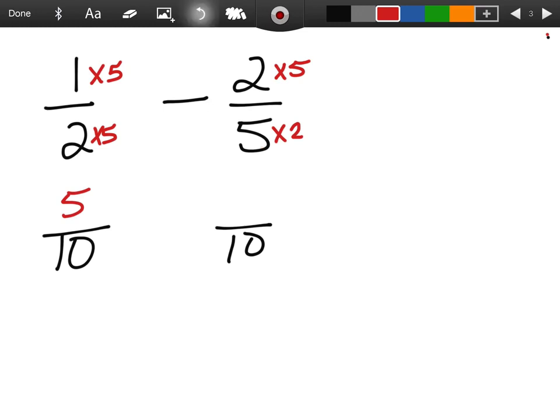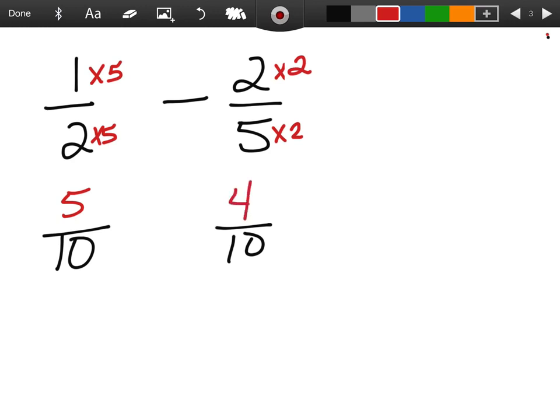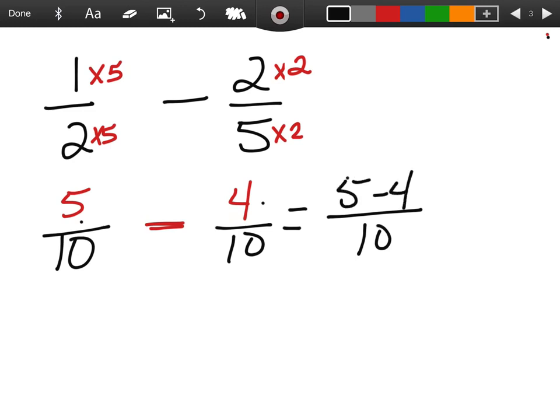Oh, look at that. That should be 2 times 2, not 2 times 5. So let's get rid of that 5. I wrote it wrong. 2. There we go. That looks so much better. 5 times 2 is 10. 2 times 2 is 4. And again, I am subtracting. And just like with addition, if it bothers you to have them separate like this, you can combine them and say 5 minus 4. And I know 5 minus 4 is 1. So my solution is 1/10.